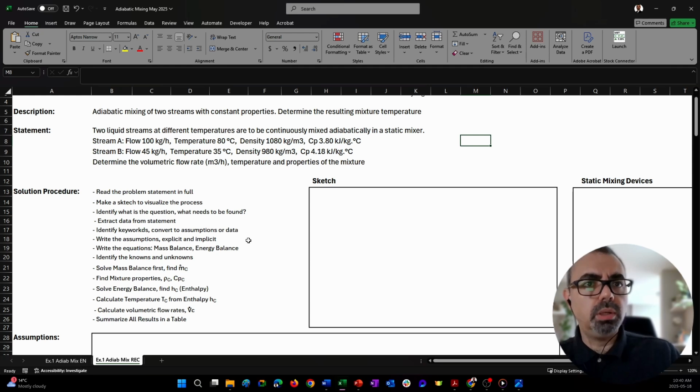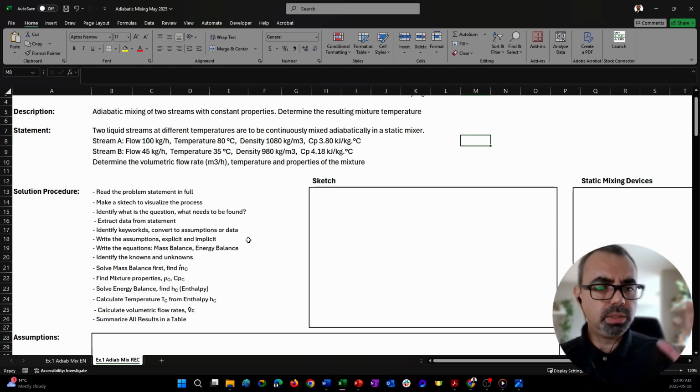Then identify the knowns and unknowns from these equations. Then we're going to solve the mass balance first, calculate properties of the mixture of the stream. Then we're going to do the energy balance to find the enthalpy. Finally, we're going to calculate the temperature of the mixed stream from the enthalpy. And then we're going to calculate the final values that we need, which is the volumetric flow rates. And then we're going to summarize everything in a table format called a stream table.